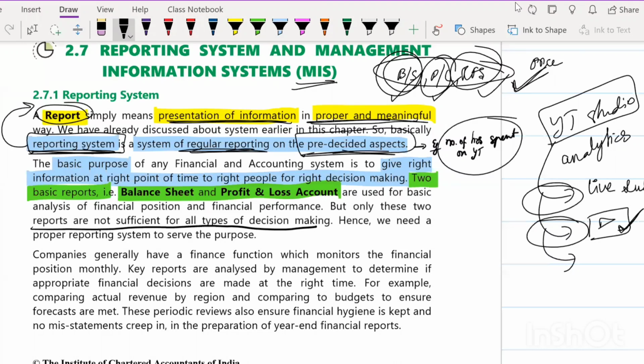The basic purpose of any system is to give the right information at the right point of time to the right people for the right decision making. Correct? Say I'm a marketing manager and I have to decide whether to give discounts to people or not. If you go for Diwali purchases, you would have realized that in every shop there are discounts. That is a decision the marketing manager has taken based on the data they would have had.